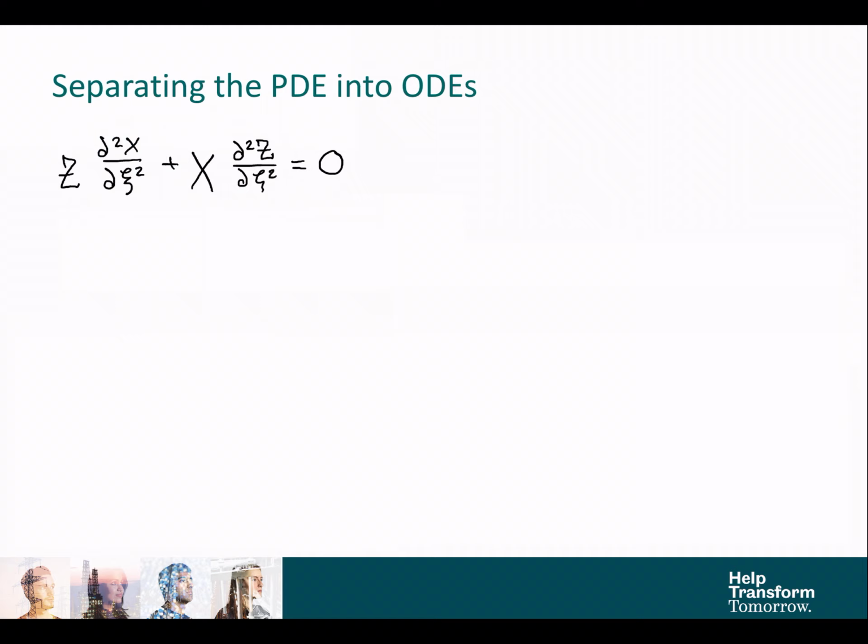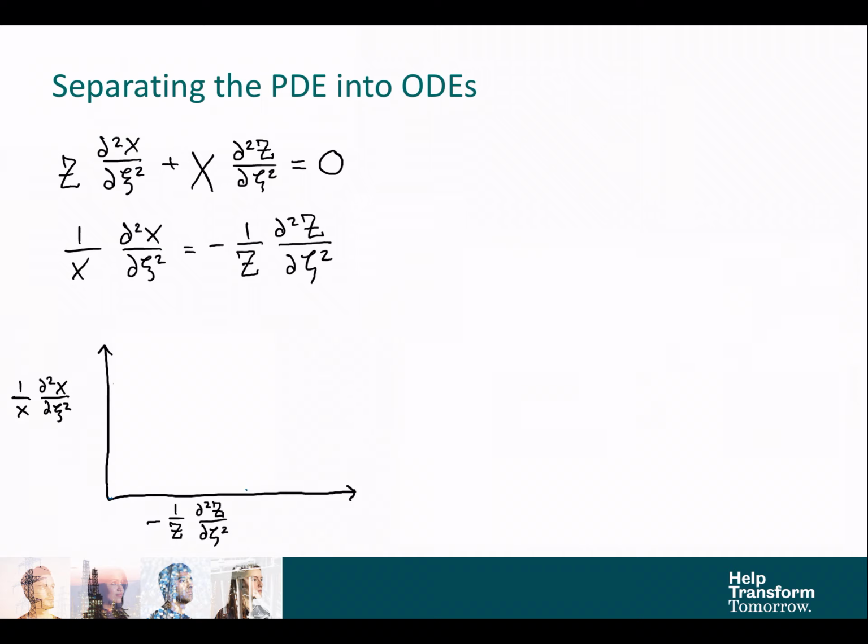Once we've done this transformation into the functions X and Z, we can actually divide both sides by capital Z and capital X and pull the Z and zeta related terms over to one side. And we see that the left-hand side only has terms related to X and xi, and the right-hand side only has terms related to Z and zeta. This is actually a huge victory in terms of solving this equation.